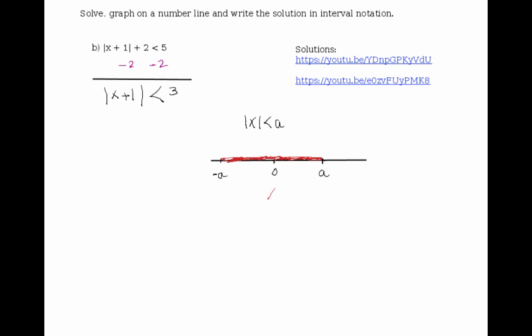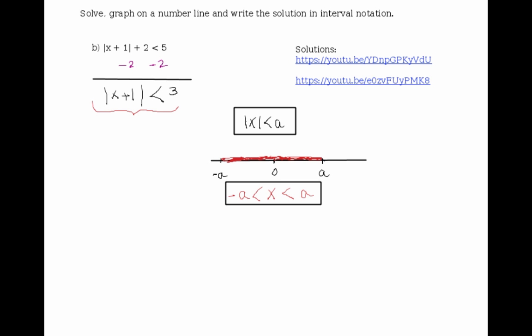So if I want to write this, I can write it as all the numbers in between negative a and a. Look what I'm doing here. I'm translating this inequality, which has absolute value in it, into this inequality without absolute value. That's how I do it. I have to think of this as the distance of the number to 0. So the absolute value of x is less than a means all the numbers that are less than a units away from 0.